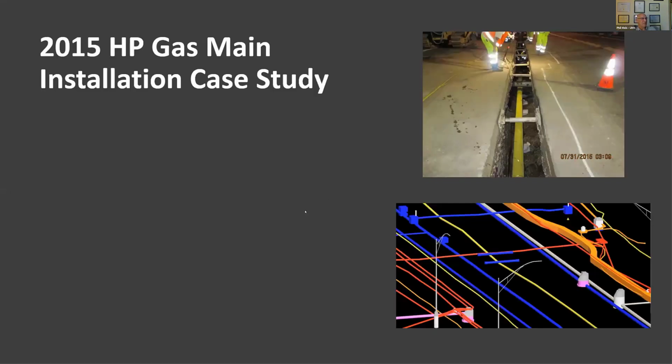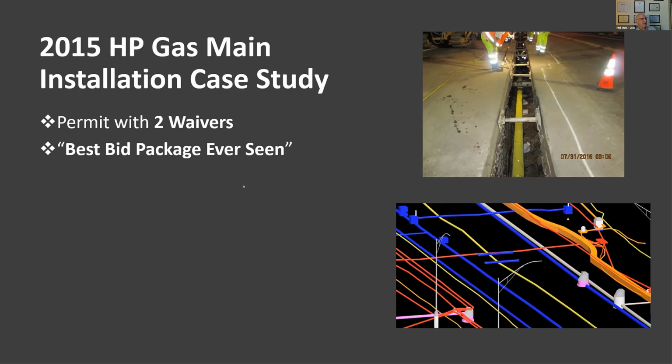And we have one case study. I'm not going to spend a lot of time on it, but in 2015, this was done using subsurface utility engineering methods, and it just shows the value that's reaped with 3D. The contractors looked at this. We did a 3D model and we optimized the alignment for a gas main installation. At the pre-bid conference, the contractors were looking at it going, this is the best bid package you've ever seen, and they just wanted that model. They didn't want the cross sections or profiles. They wanted that 3D model, and they brought that back.